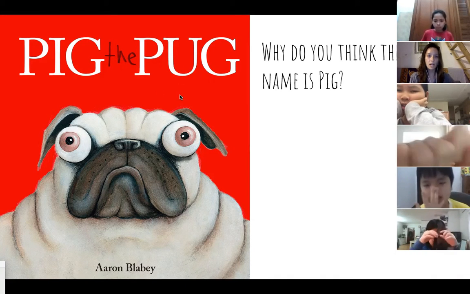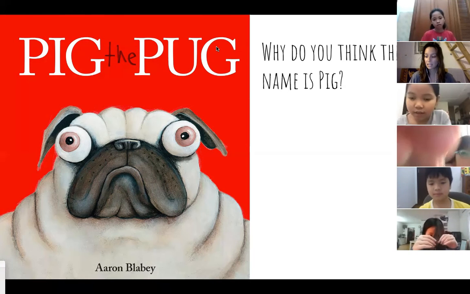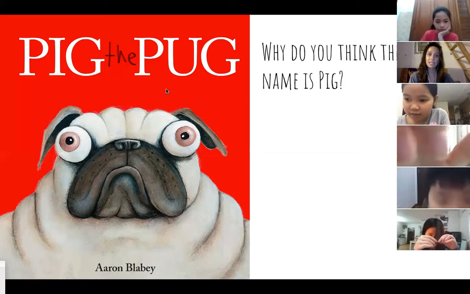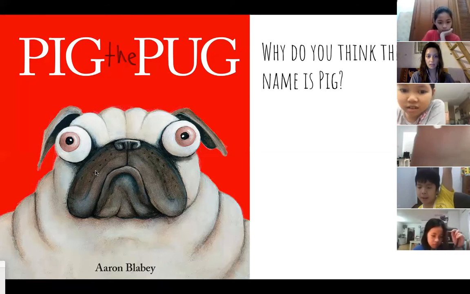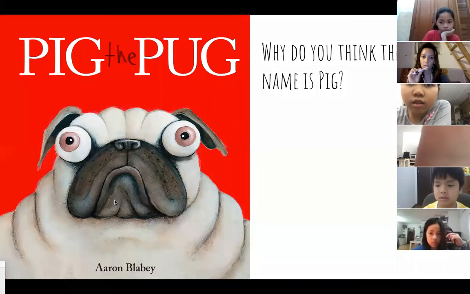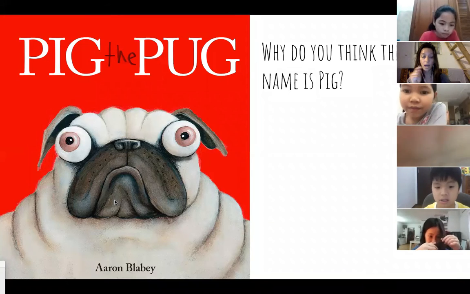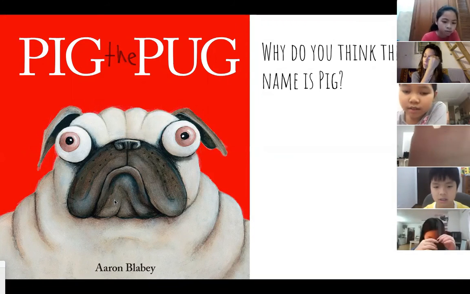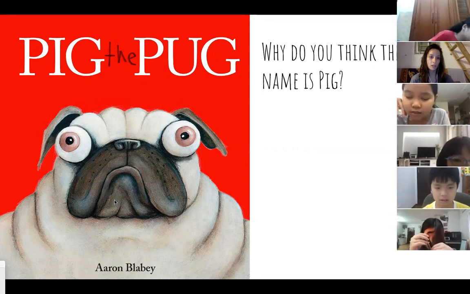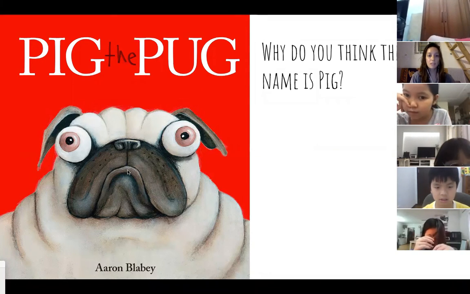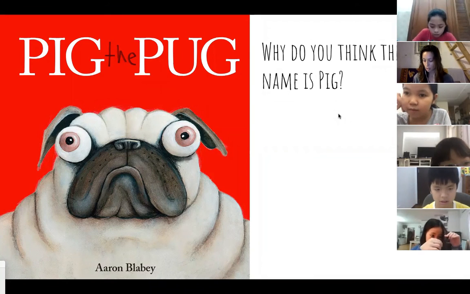Why do we think the pug's name is Pig? Pizza, what did you just say? Why is his name Pig? Because he is fat like a pig. He's fat like a pig. Okay, what else? Why else might his name be Pig, Hen? Because he's very greedy. He's very greedy, right? So normally pigs don't like to share. They're very greedy. They like to eat everything and have everything to themselves. So this pug's name is Pig, as he's similar to a pig in that he is greedy. Okay, good job, Hen.